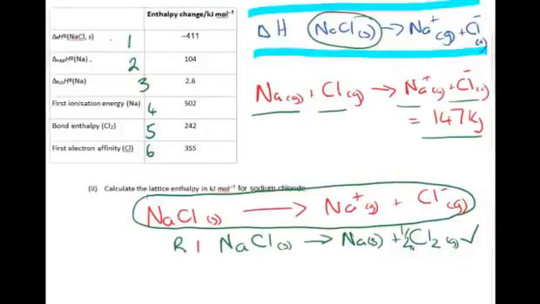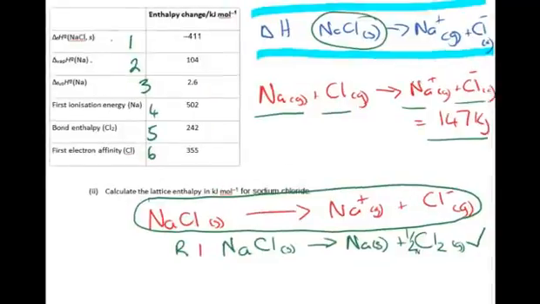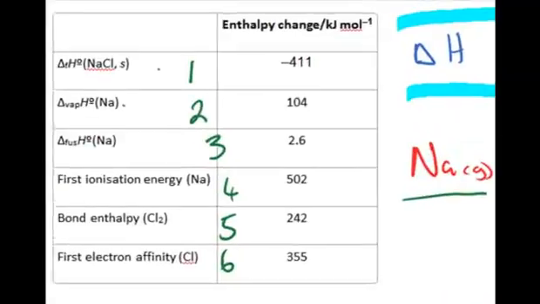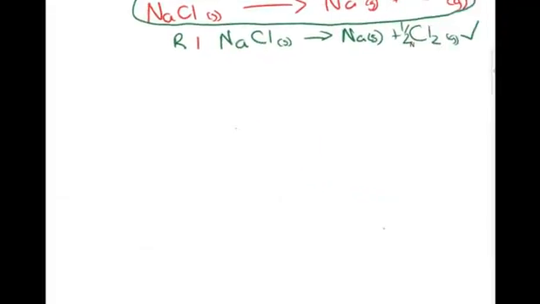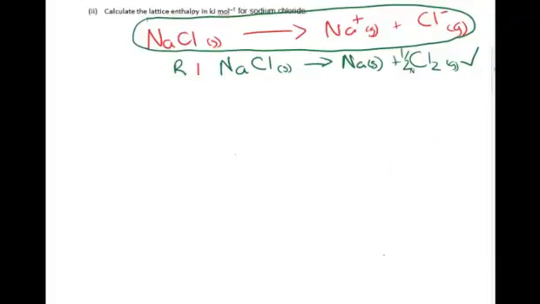Now I've just numbered the different bits of information we've got for enthalpy here, for the equations that I'll be using, from 1 to 6, and I'll be rewriting those to show you how we're going to do the calculation. Okay, now this is the equation we're trying to work out at the top: sodium chloride going to the sodium gas ion, the sodium positive ion, and the chloride ion.